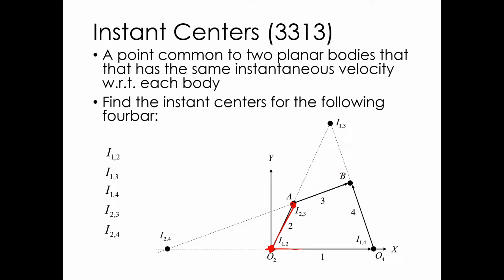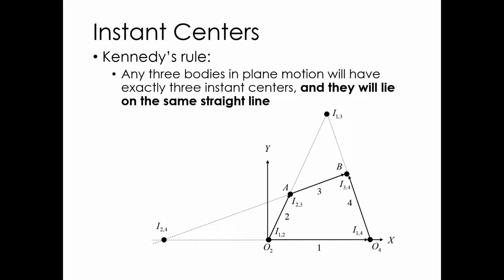2 and 3 is here. 3 and 4 is here. 4 and 1 is here. So the other instant centers, 2, 4, and 1, 3, we find using Kennedy's rule. So Kennedy's rule says any three bodies in planar motion will have 3 instant centers and they'll be on a straight line.